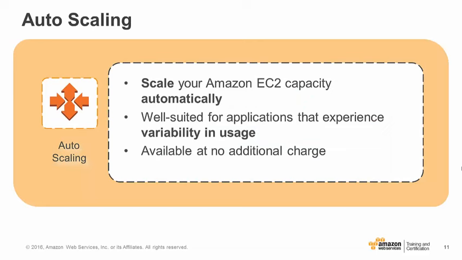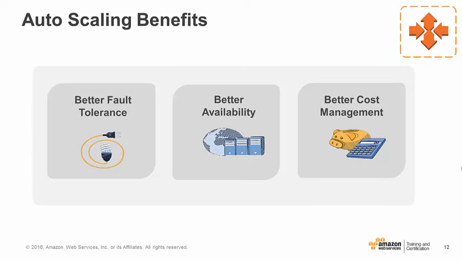Auto-scaling concepts include launch configurations, auto-scaling groups, scaling plans, auto-scaling life cycles, and auto-scaling limits. Auto-scaling helps you ensure that you have the correct number of EC2 instances available to handle the load for your application. Auto-scaling is particularly well suited for applications that experience hourly, daily, or weekly variability in usage. Adding auto-scaling to your application architecture is one way to maximize the benefits of the AWS cloud.